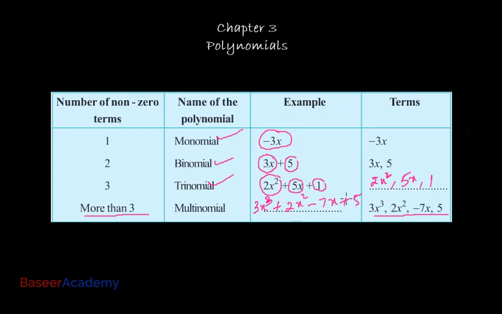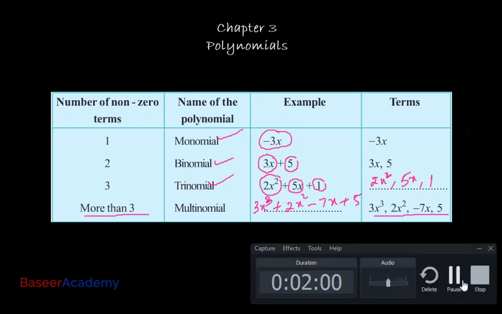Four terms are here. So depending on the number of terms, a polynomial can be named as monomial, binomial, trinomial, and multinomial. If it has one term, it's named as a monomial. Two terms, binomial. Three terms, trinomial. More than three terms, multinomial.